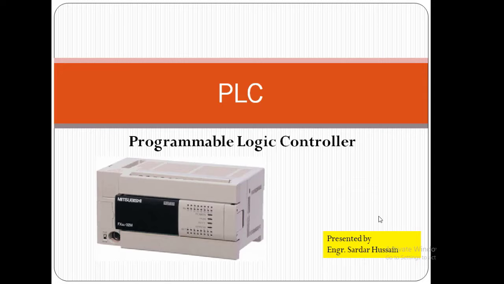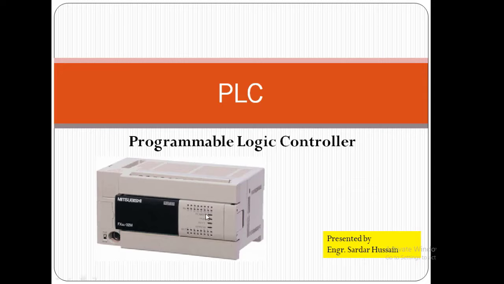PLC is a programmable logic controller. The shape is like this. One side is known as the input side and the other side is known as the output side. Its central part is known as the CPU, central processing unit. It consists of its memory, and its main part is the CPU, which is used to store and implement its instructions. It monitors the whole process and all its functions. It gives instructions to the inputs and the outputs, and the whole program is controlled by this CPU.